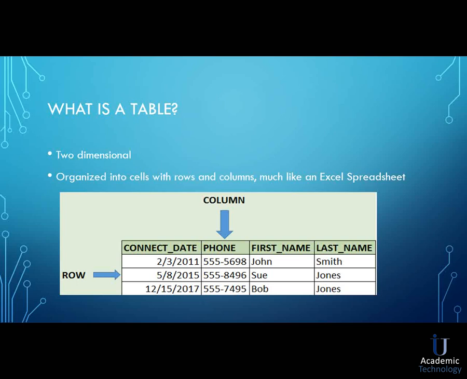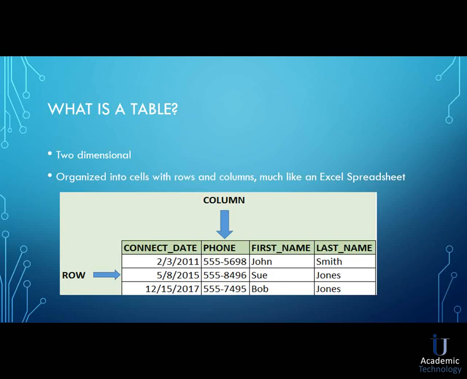So a table is two-dimensional. It contains a few features, but basically it's made up of columns and rows, much like in an Excel spreadsheet. A column, for example, in what we see on the screen would be the phone. So all of those phone numbers down would be a column.